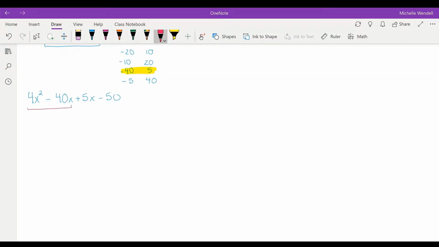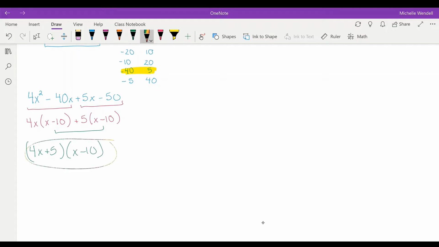So I'm going to put these two together. And these two. And you'll see my x minus 10s match. So I can condense this back down. And bam, there we go. There's our answer.